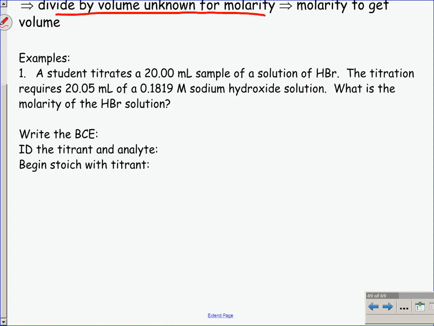So first step always, write down the balanced chemical equation. Let's do that first. Get me started, Avery. Look, who are the two reactants here?